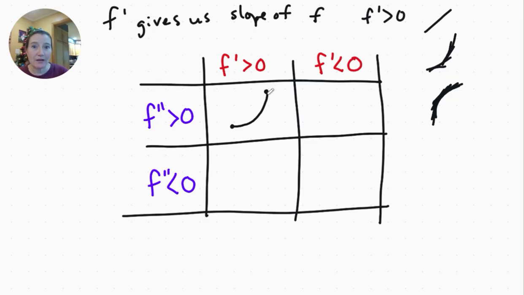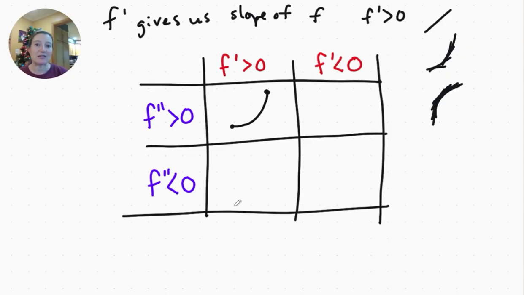If f prime and f double prime are both positive, we get a portion of our graph of f that is kind of looking like the right side of a smile. It's that uphill part, but in a smiley sort of a way. The slope is increasing. The slope is positive and getting more positive.